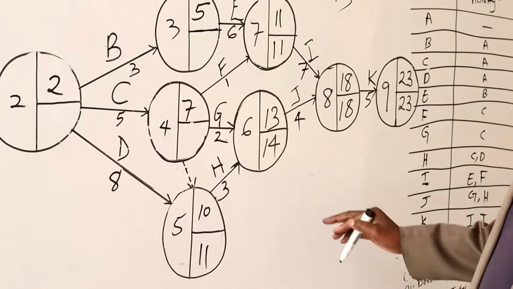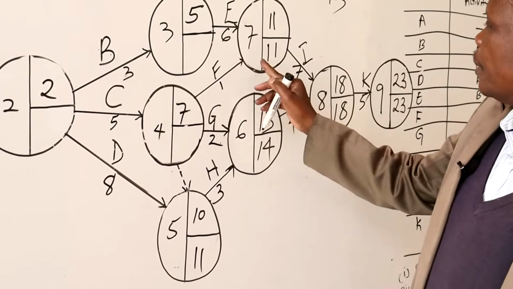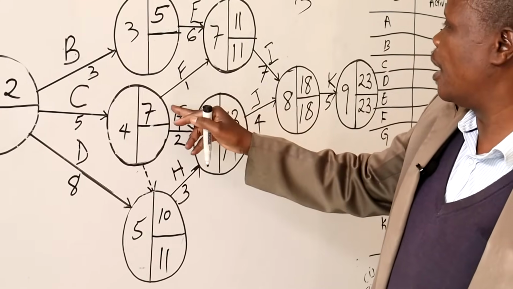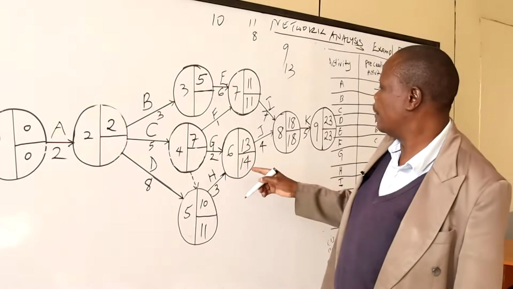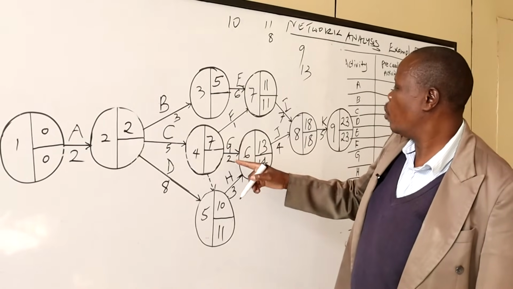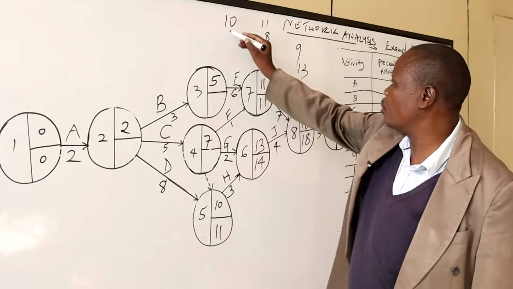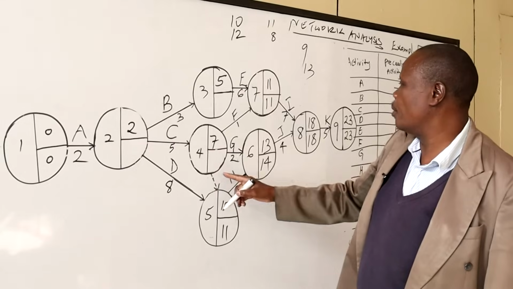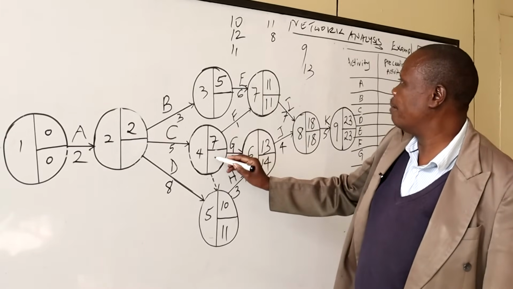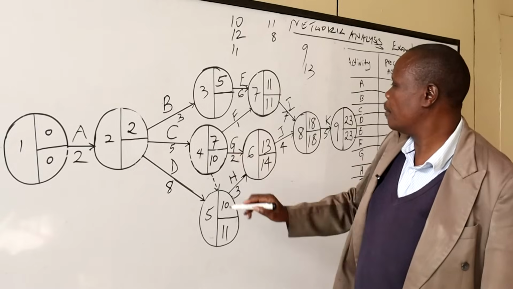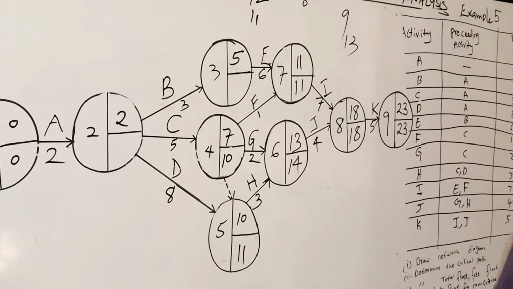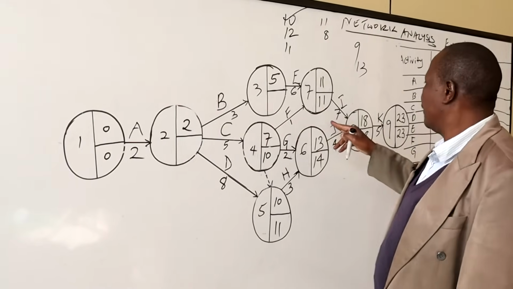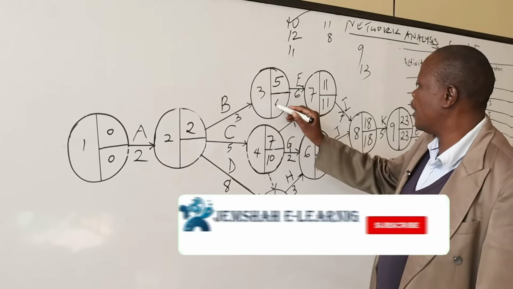Now here we are faced by three paths. So 11 minus 1 is 10. Then 14 minus 2 is 12. Then 11 minus 0, because this is 0, that is 11. Minimum is what? Is 10. So we pick the minimum. We are here. 11 minus 6 is 5.